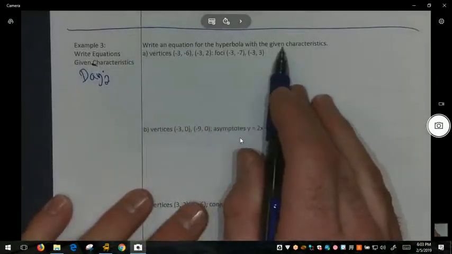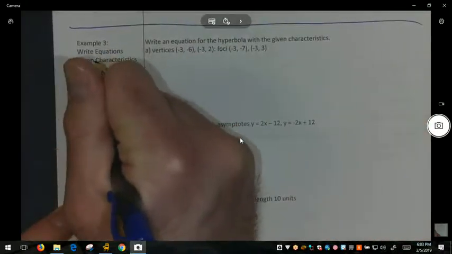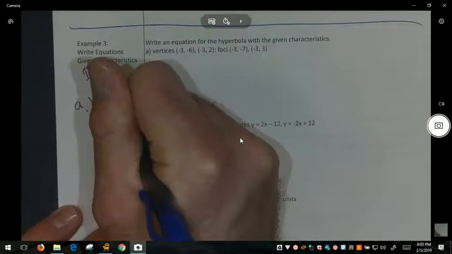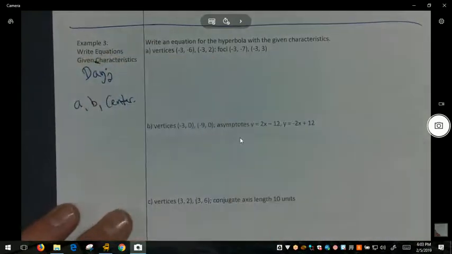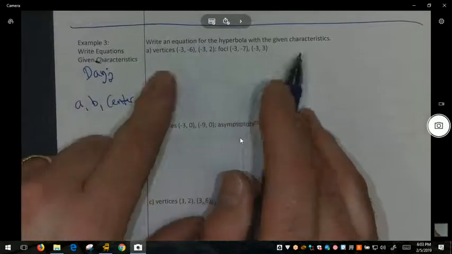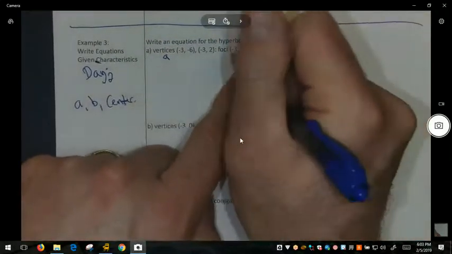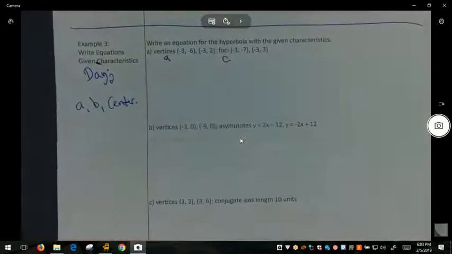Write the equation for the hyperbola with the given characteristics. The things that we need to write the equation of a hyperbola are the value of a, the value of b, and the center, so that we can complete our equation. In this case, we're given the vertices and the foci. The vertices will help us find the value of a and the center. The foci can help us find the center and the value of c.